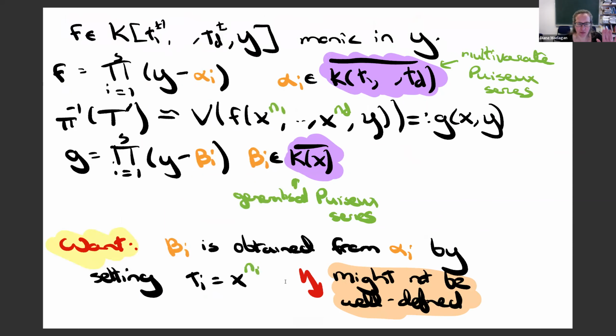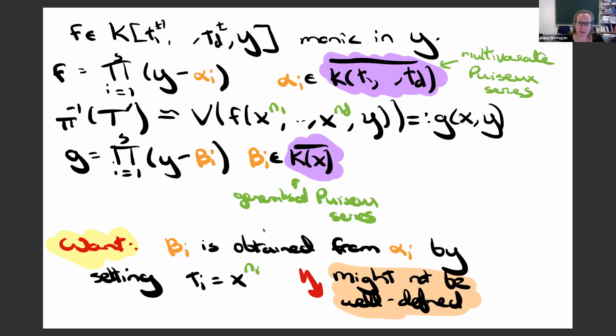Okay, so what are we saying? We have our hypersurface f, it factors with roots alpha. We now have a polynomial g, it factors with roots beta. We would like to obtain beta i from alpha i by just doing the same substitution that we do to f to get g. We would like to just substitute in ti equals x to the ni.